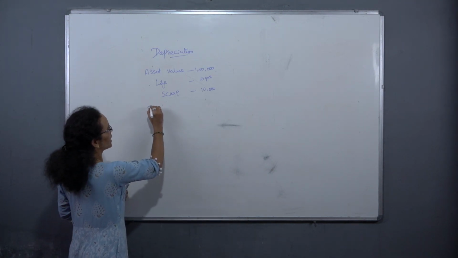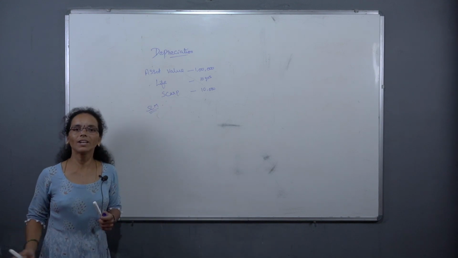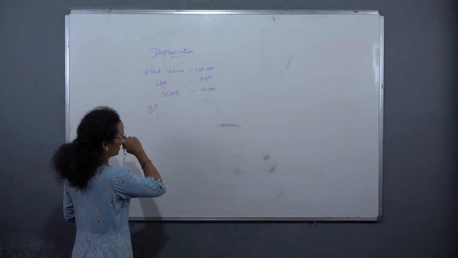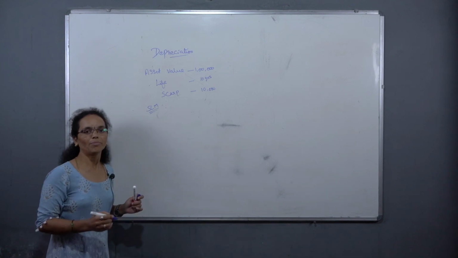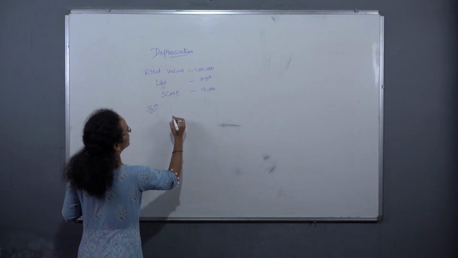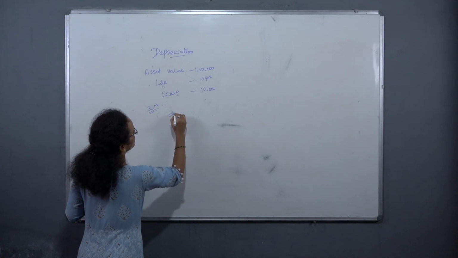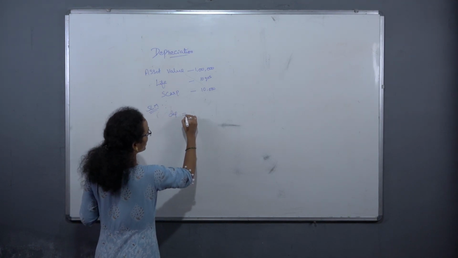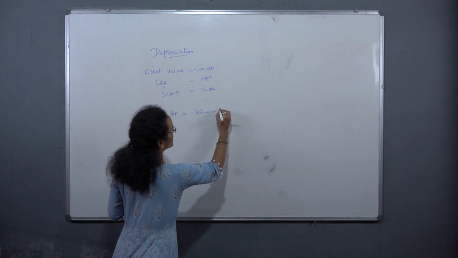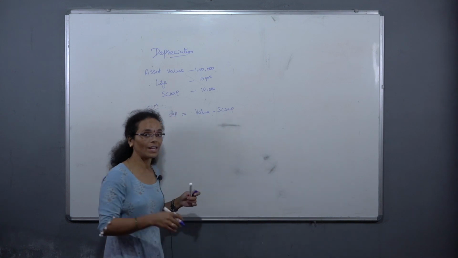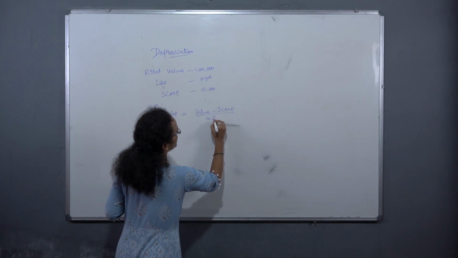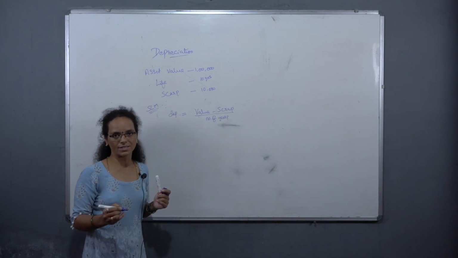First we will understand what is SLM, then we will understand what is WDV, then we will see the difference between both. SLM means straight line method, where every year the depreciation will be fixed. How do we calculate it? We take the value of the asset minus the scrap value we get at the end of the life of the asset, divided by the number of years we can use this particular asset.